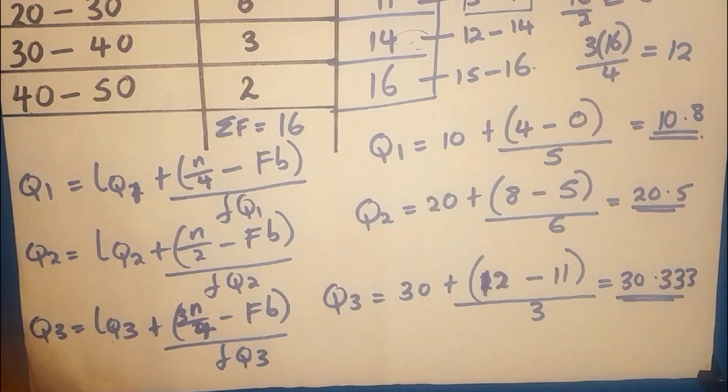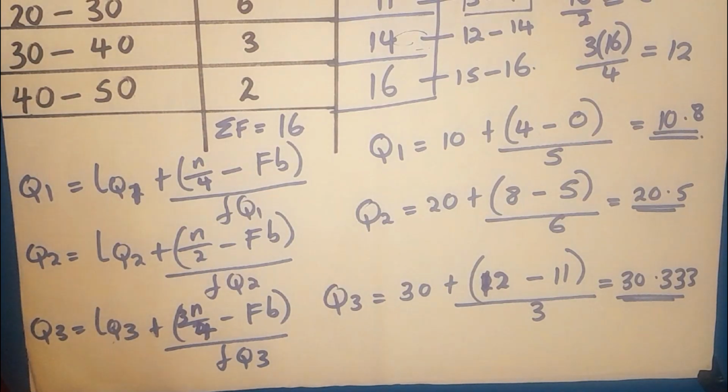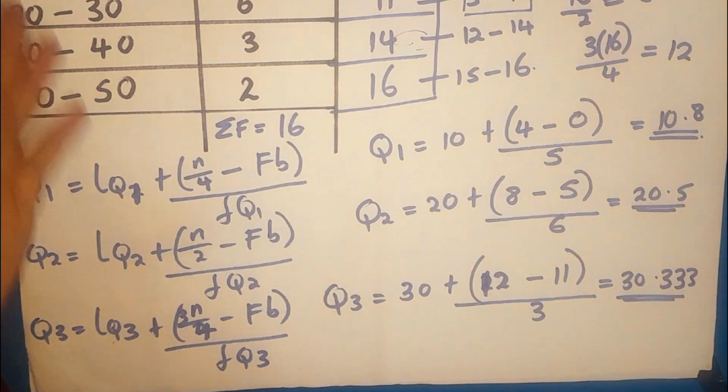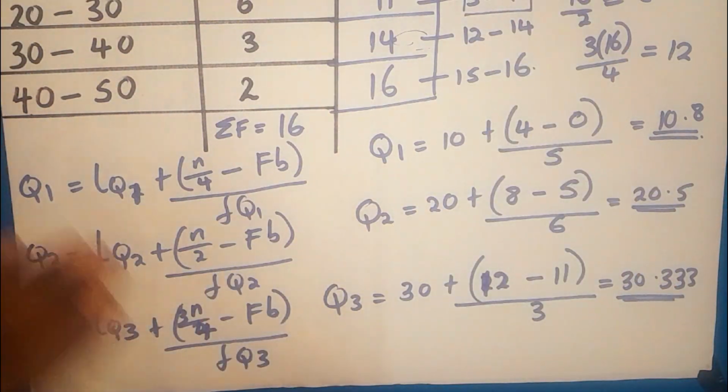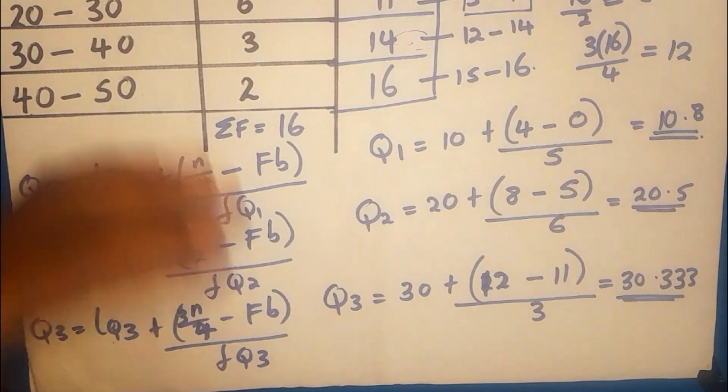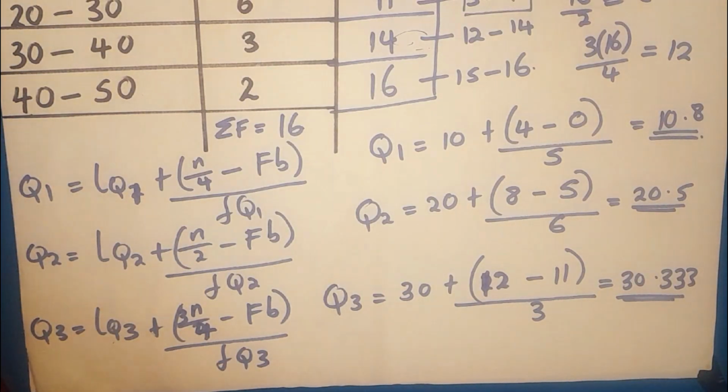So guys, this is what we do when we are dealing with continuous grouped data, where our class intervals are continuous. If the class intervals are not continuous, we have to find the class boundary. We have to add another column for the class boundary, because we don't work with class intervals which are not continuous. But if the class intervals are continuous, we take those class intervals as our class boundaries.